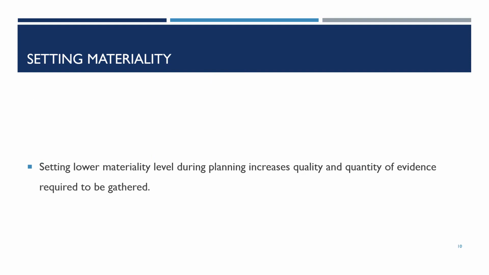When setting a lower planning materiality level, an auditor increases the quality and quantity of evidence that needs to be gathered. The lower the materiality level set, the more items will fall into this definition, meaning it is more likely the auditor will conclude that misstatements are material and further testing is required.